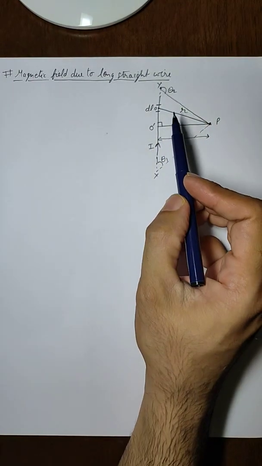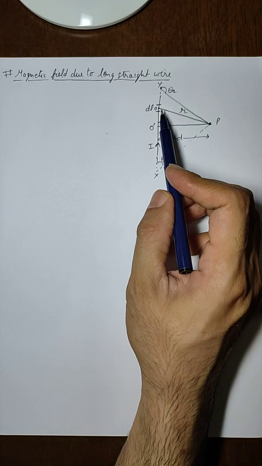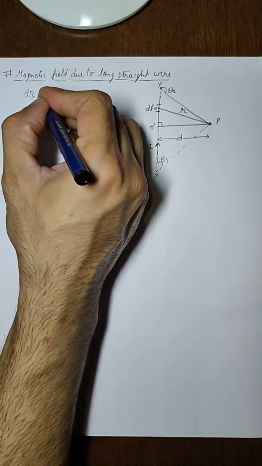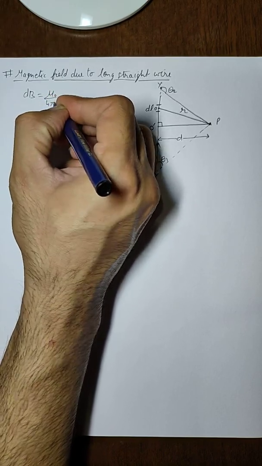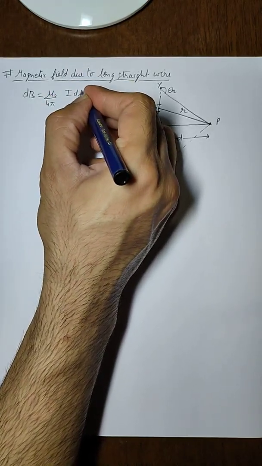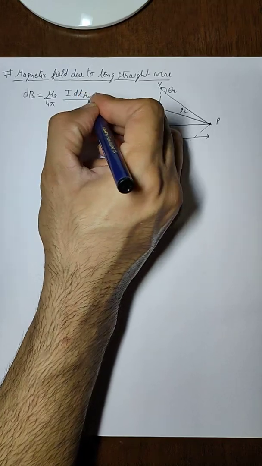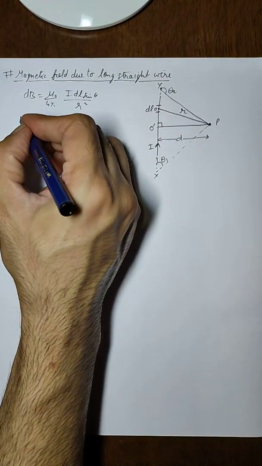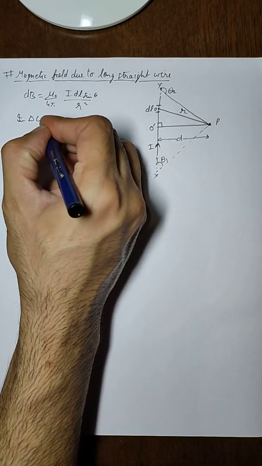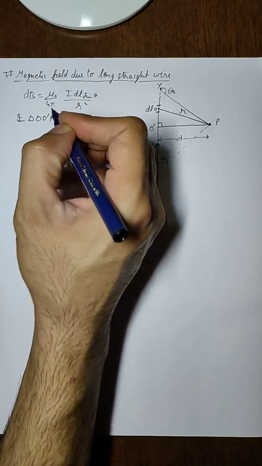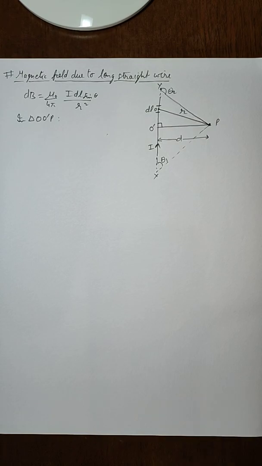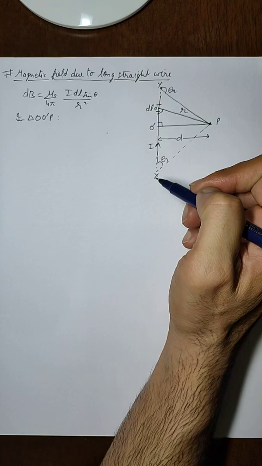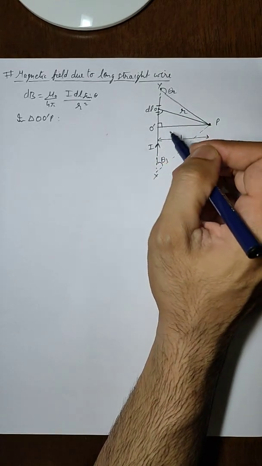Now this small length element is taken to apply the Biot-Savart's law, and we know that from the Biot-Savart's law dB equals mu naught upon 4 pi I dl sine theta upon r square. Now if we take triangle OO dash P, then in this triangle the angle POO dash can be expressed in terms of the two sides.